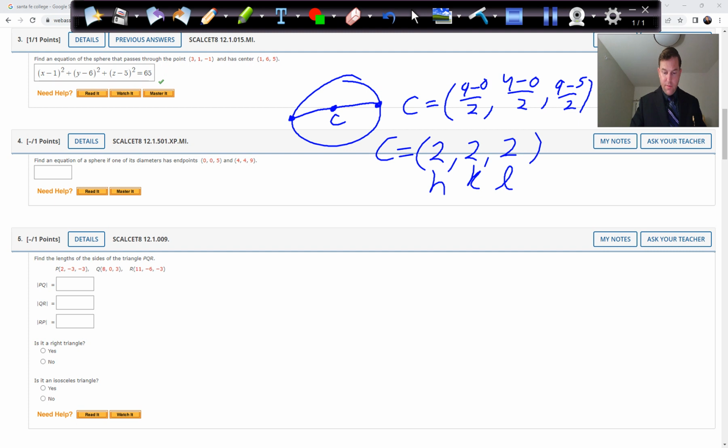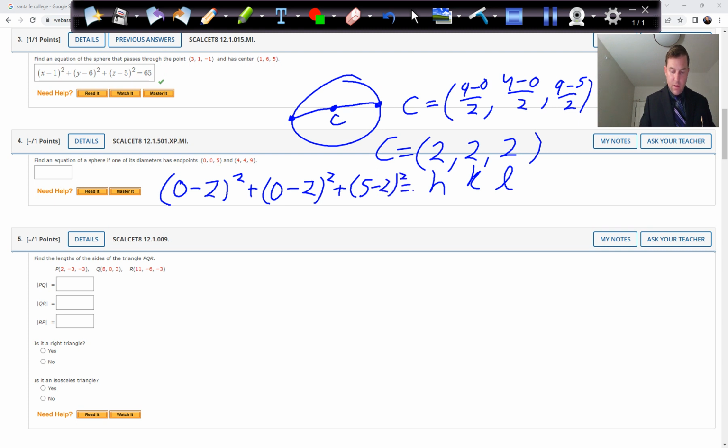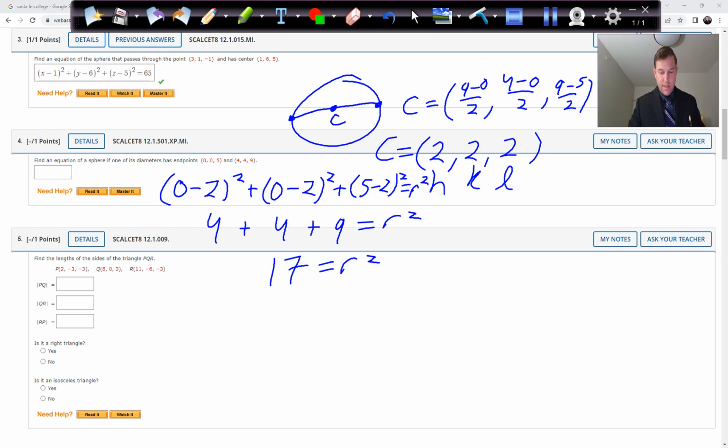So before we go too far, we can find the radius by plugging in either of these 2 points. I'm going to plug in the one with lots of zeros because usually it's easier to compute. So we're going to use 0 minus the h value, plus 0 minus the k value, plus 5 minus the l value, and that has to equal r squared. So this is going to be 4 plus 4 plus 9, and we're going to get 17 as the radius squared.